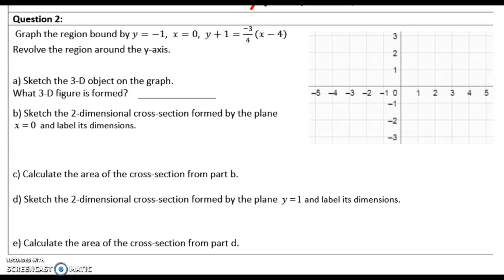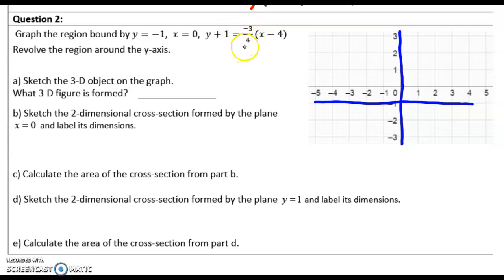Okay, a similar problem for number 2. We are going to graph the region bound by these three equations. The first one is horizontal. The second one is vertical. X equals 0 is the same as the y-axis. And the third one is in point slope.